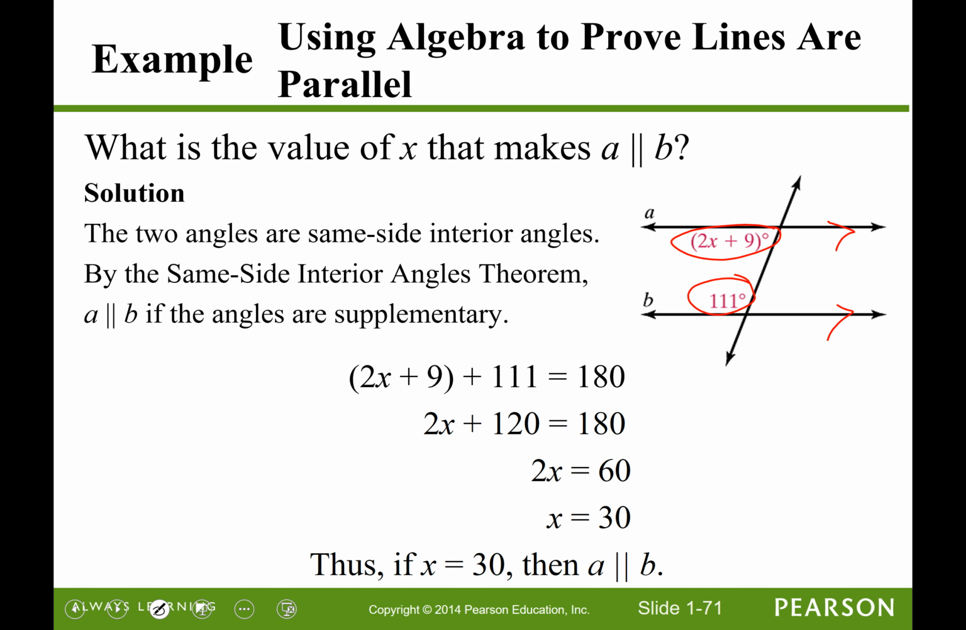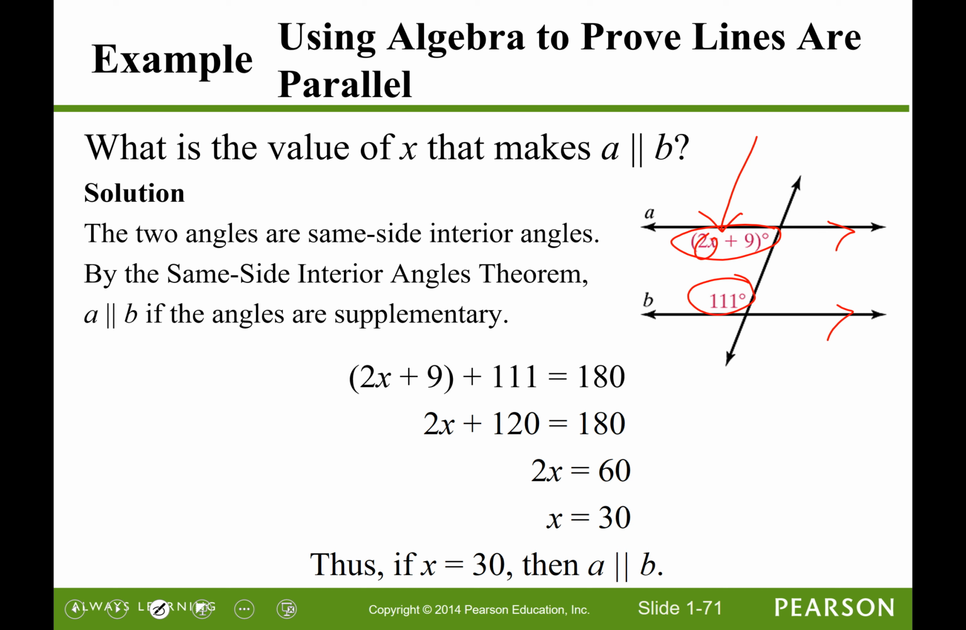Notice it doesn't say x equals 30 degrees because x is not the angle measure. It's just the variable in the algebraic expression for the angle measure. So keep an eye out for that too. If x is in the expression, you don't write x many degrees.